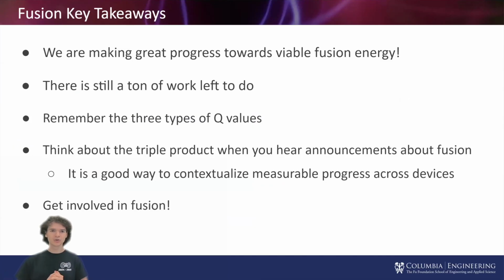And to summarize, we're making great progress towards fusion energy. There's still a lot left to learn about plasmas and fusion. There's still a lot left to do. I encourage you to remember the three types of Q values and remember what Q is when you're thinking about different fusion achievements or fusion news that you're hearing about, or analyzing different devices and developments in the fusion community. Think about triple products as well when you hear these announcements. It's a really good way to contextualize and measure progress and be realistic about what's happening with these devices. And get involved. This is just the beginning. This is just the foundation.